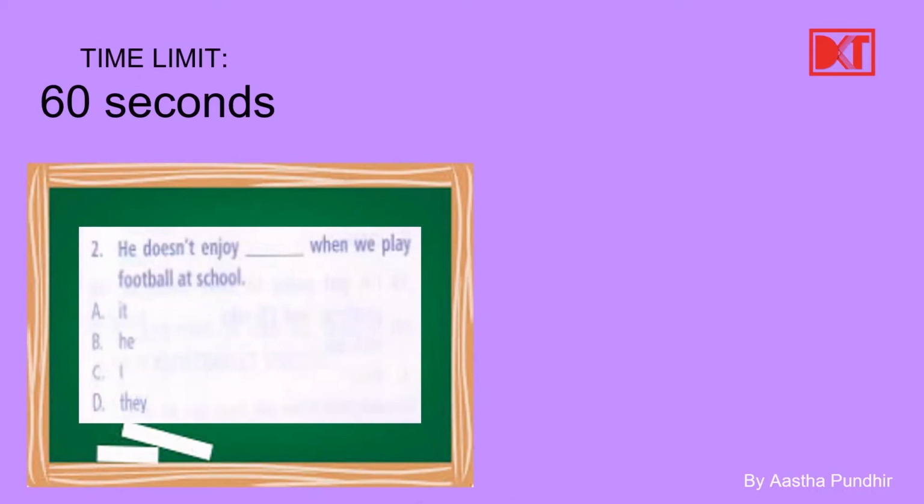Here the next question. He doesn't enjoy dash when we play football at school. He doesn't enjoy it, he doesn't enjoy he, he doesn't enjoy I, he doesn't enjoy they. The correct answer is A, it. He doesn't enjoy it. What is the it that we're talking about? The action of playing football at school. This is third person neuter. So for this we will be using it. Others, he is third person singular male, I is first person singular, they is third person plural.